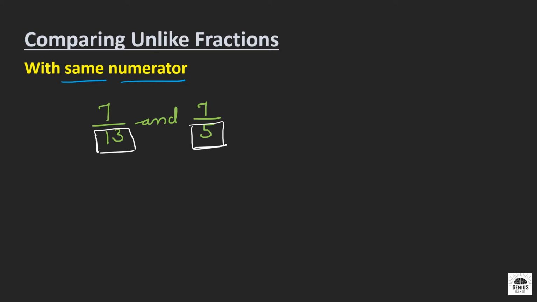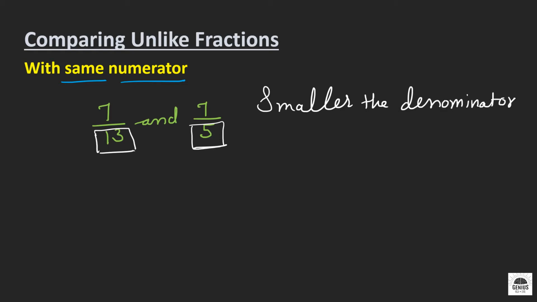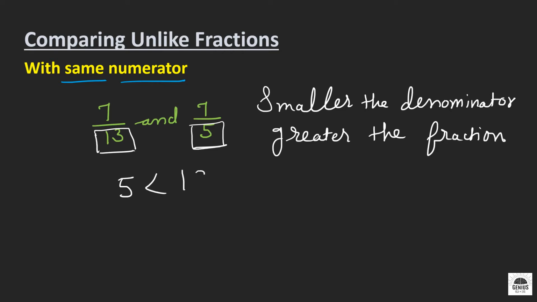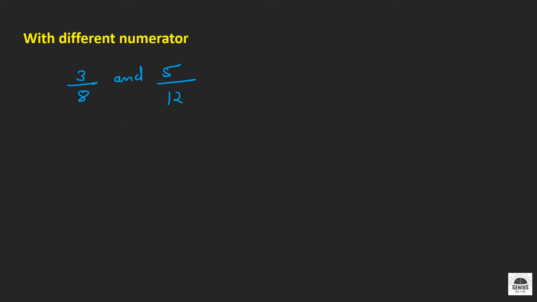So smaller the denominator, greater the fraction, just opposite. So here 5 is less than 13, so 7 by 5 is greater than 7 by 13. Now we will compare the unlike fractions with different numerators.